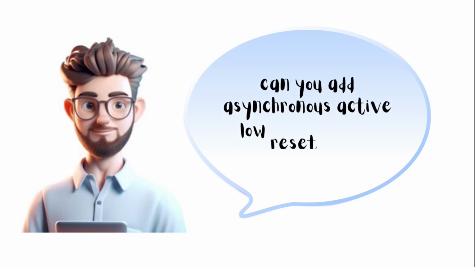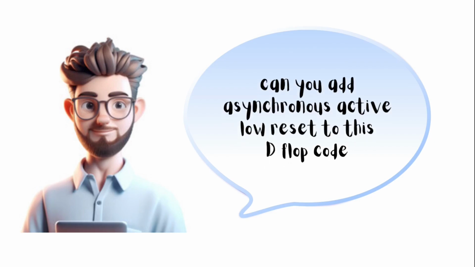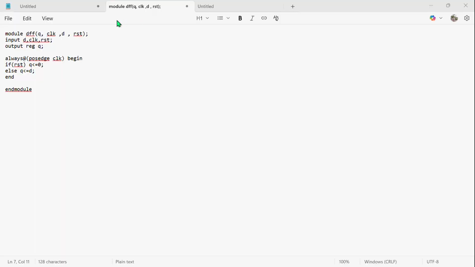Can you add an asynchronous active low reset to this D flip flop code? Okay sir. For asynchronous reset, I will just write at posedge clock or negedge reset, if I want it for active low. And if I want it active high asynchronous, then I will just write posedge.